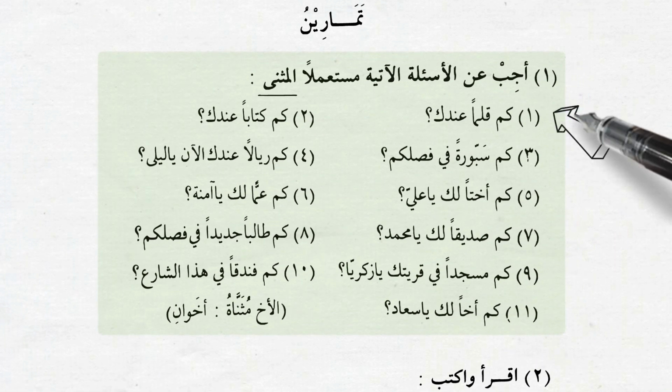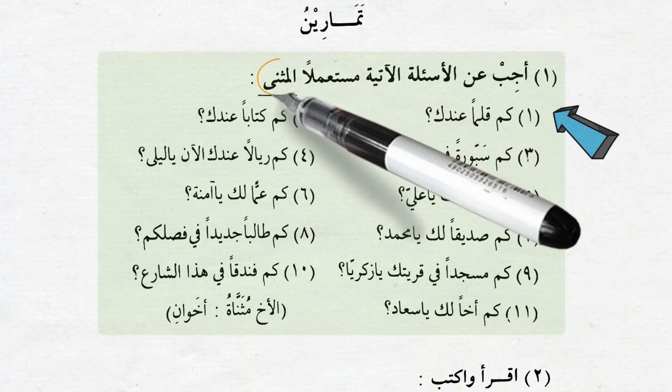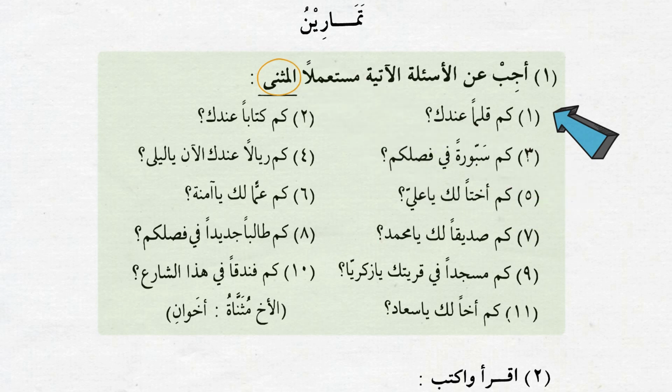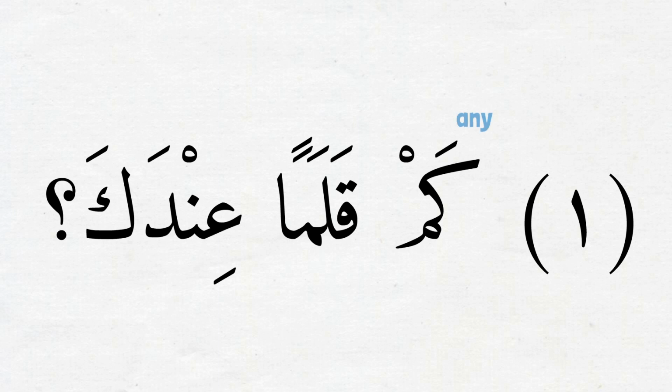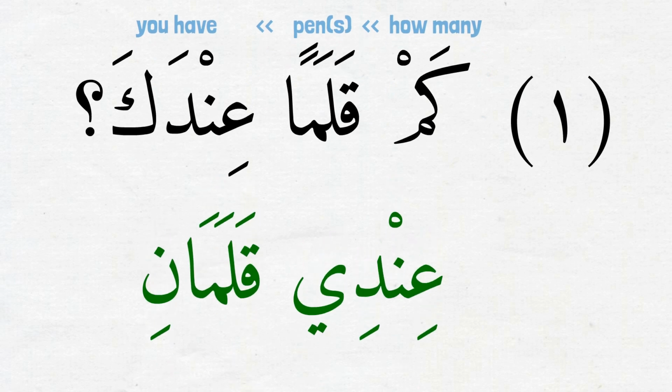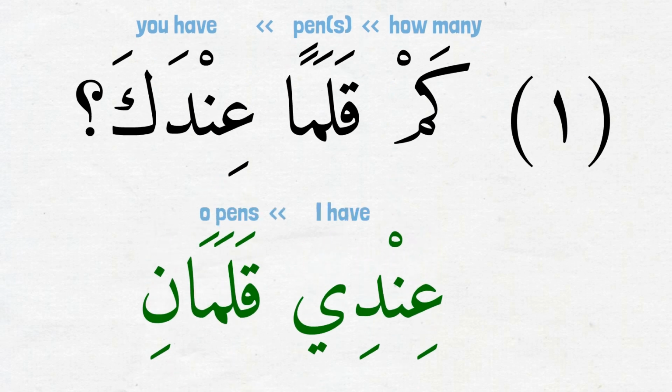In this exercise, we have 11 questions given using the ismu-listifhaam kam. We need to answer these questions using al-muthannaa, the dual only. The first question is, كم قلما عندك? How many pens do you have? In response, we should say, عندي قلمان. I have 2 pens.